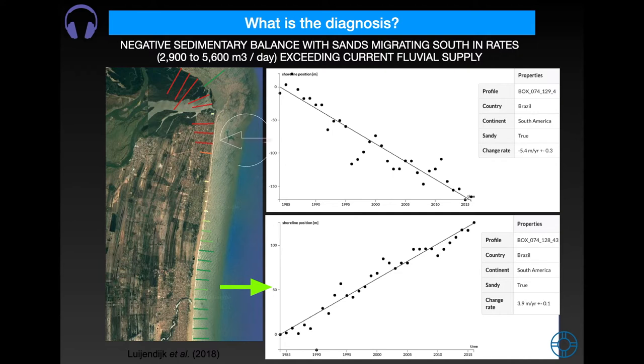Those graphs from the same authors show the erosional pattern for Atafona, where the coastline retreats on average 5.4 meters a year, and 10 kilometers to the south, another segment of the same coast advances at rates of about 4 meters per year in a linear trend.